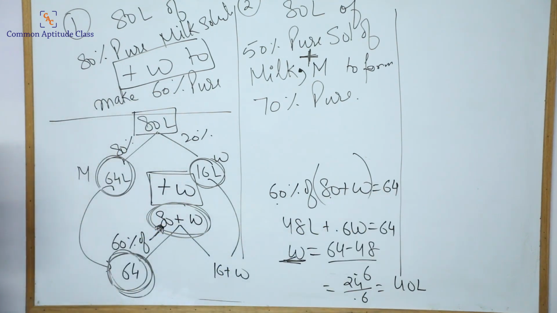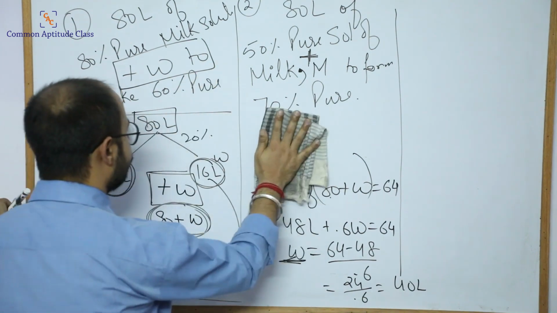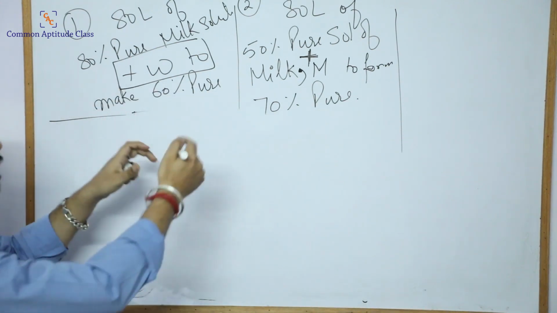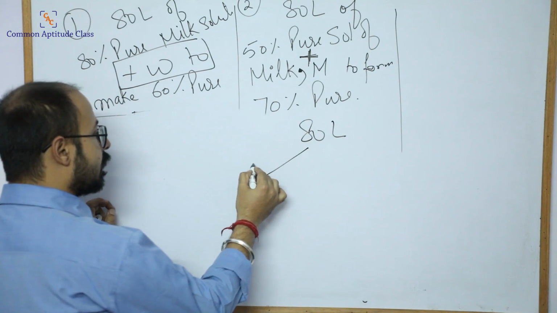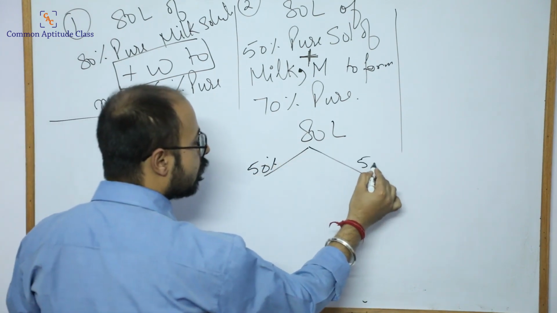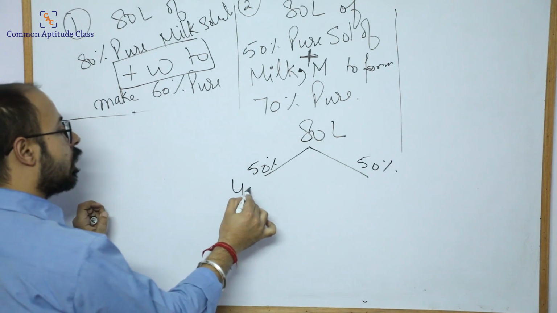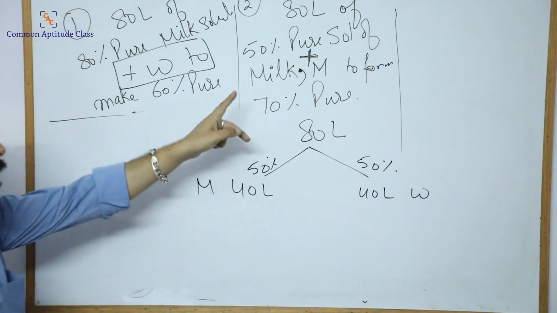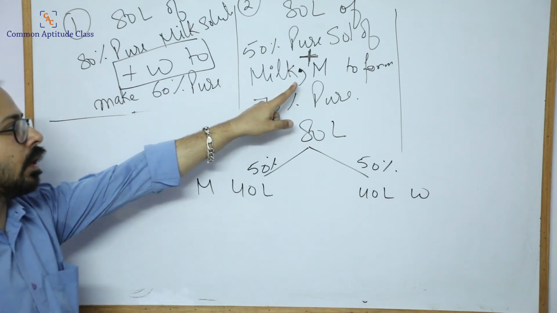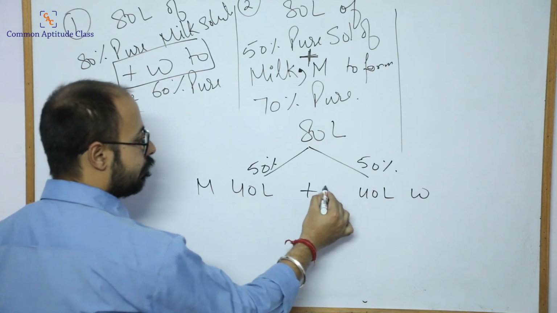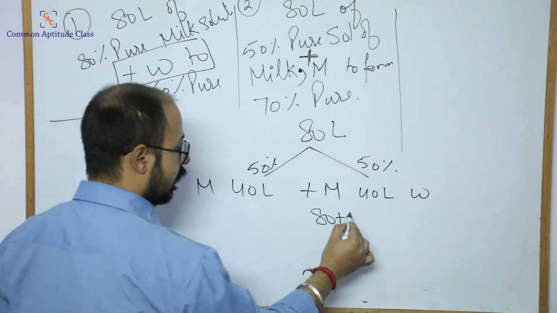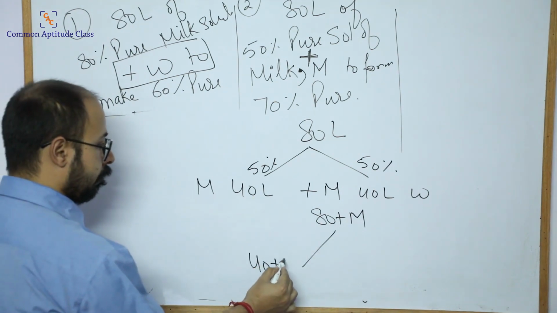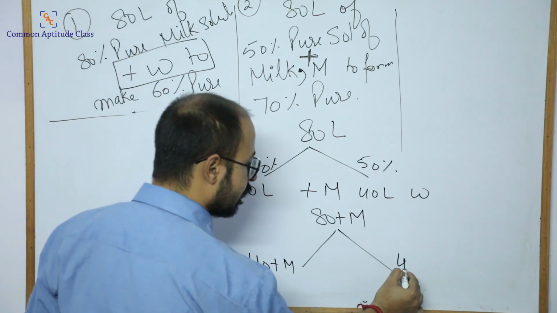Is that clear? Now the other part, we will concentrate it. See how we will concentrate it. In this 80 liters, 50% pure, that means 50% water. So 50% pure means 40 liters is milk and 40 liters is water. Till now done. In a new beaker, we have to increase the concentration, that means we have to add milk. New beaker will become 80 plus M. Fair enough. Milk will become 40 plus M. Water remains as it is.